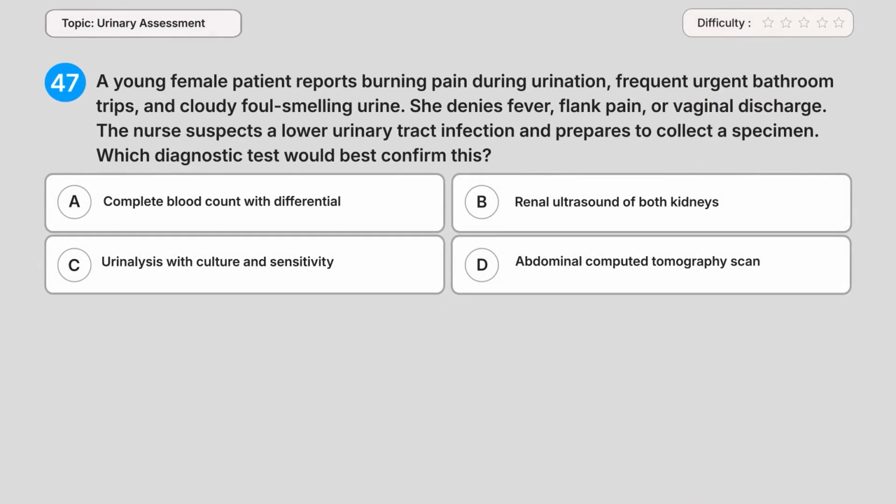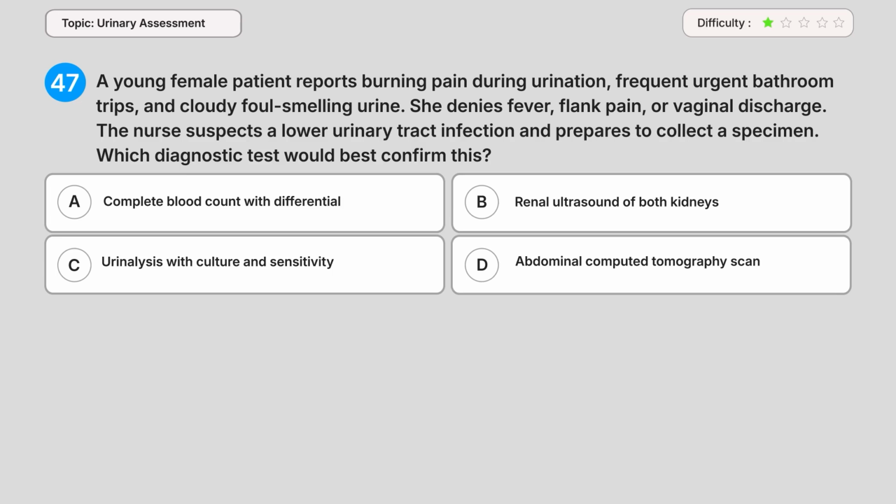47. A young female patient reports burning pain during urination, frequent urgent bathroom trips, and cloudy, foul-smelling urine. She denies fever, flank pain or vaginal discharge. The nurse suspects a lower urinary tract infection and prepares to collect a specimen. Which diagnostic test would best confirm this?